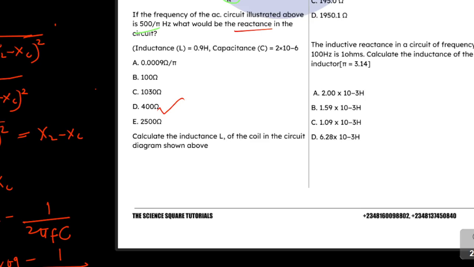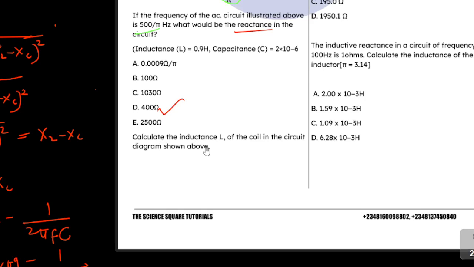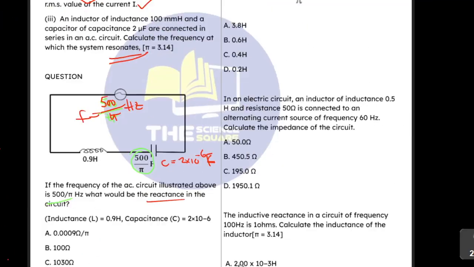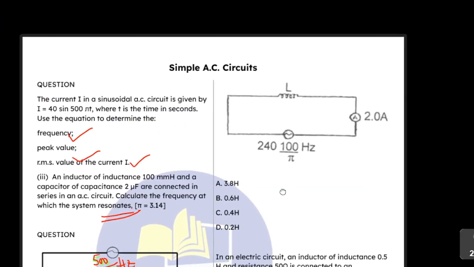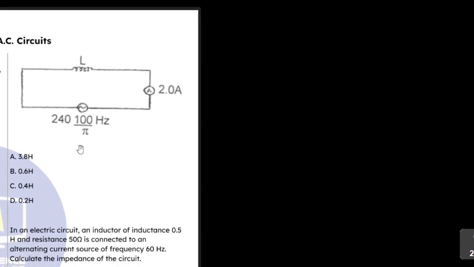So the next question says, calculate the inductance L of the coil in the circuit diagram shown above. Okay, we have a circuit diagram. This is the circuit diagram. The question wants us to calculate the value of L in this given circuit diagram. And you guessed right, the formula for calculating inductive reactance is XL equals 2 pi FL. Okay, that's the first thing.